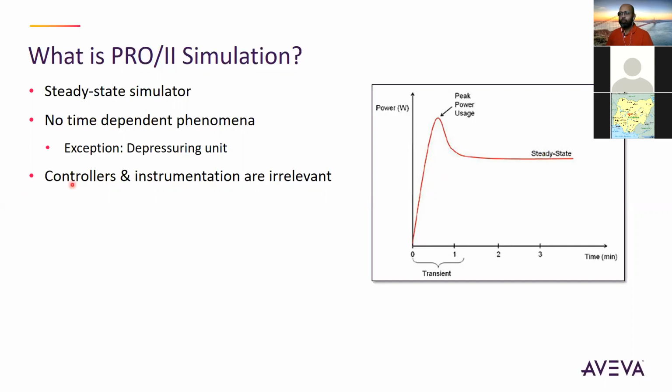Hence, controllers and instrumentation, these kinds of units which are on a process, are irrelevant, because it doesn't really do any control. It doesn't do any instrumentation or measurements. Hence, these are irrelevant in Pro2.